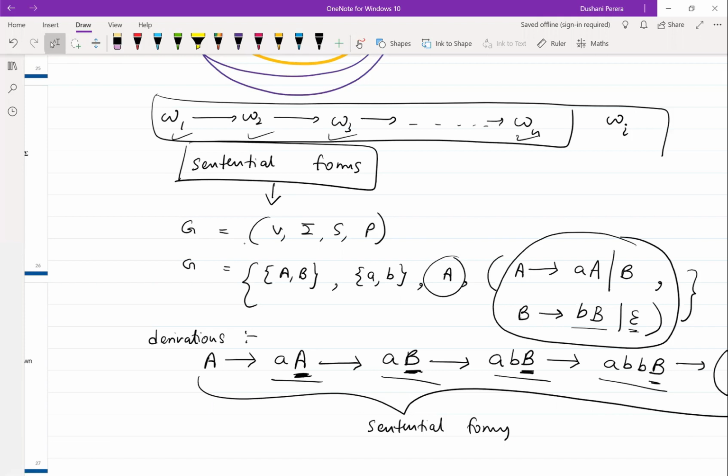Then we defined a grammar using V, sigma, S, P. We discussed what V is, what sigma and S are, and then we discussed what production rules are. With production rules, we came to sentential forms.